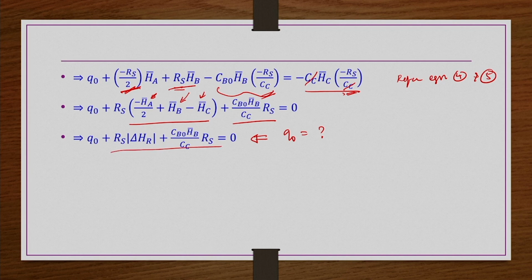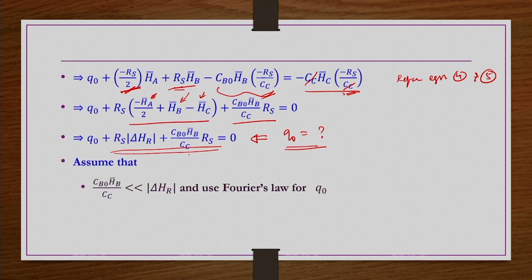So, if you can solve this equation, you can get this Q naught, but that is not possible unless and until you know some kind of information between these two. So, what we assume is that this delta HR is much higher compared to CB naught HB bar by Cc, or CB naught HB bar by Cc is very small compared to delta HR, and then use Fourier's law of conduction for Q naught. Then you can solve this equation, because in general the delta HR of the reaction you can know, they are provided, or from the thermodynamics or reaction kinetics of non-isothermal reactions you can find out. So, that should not be a deal.